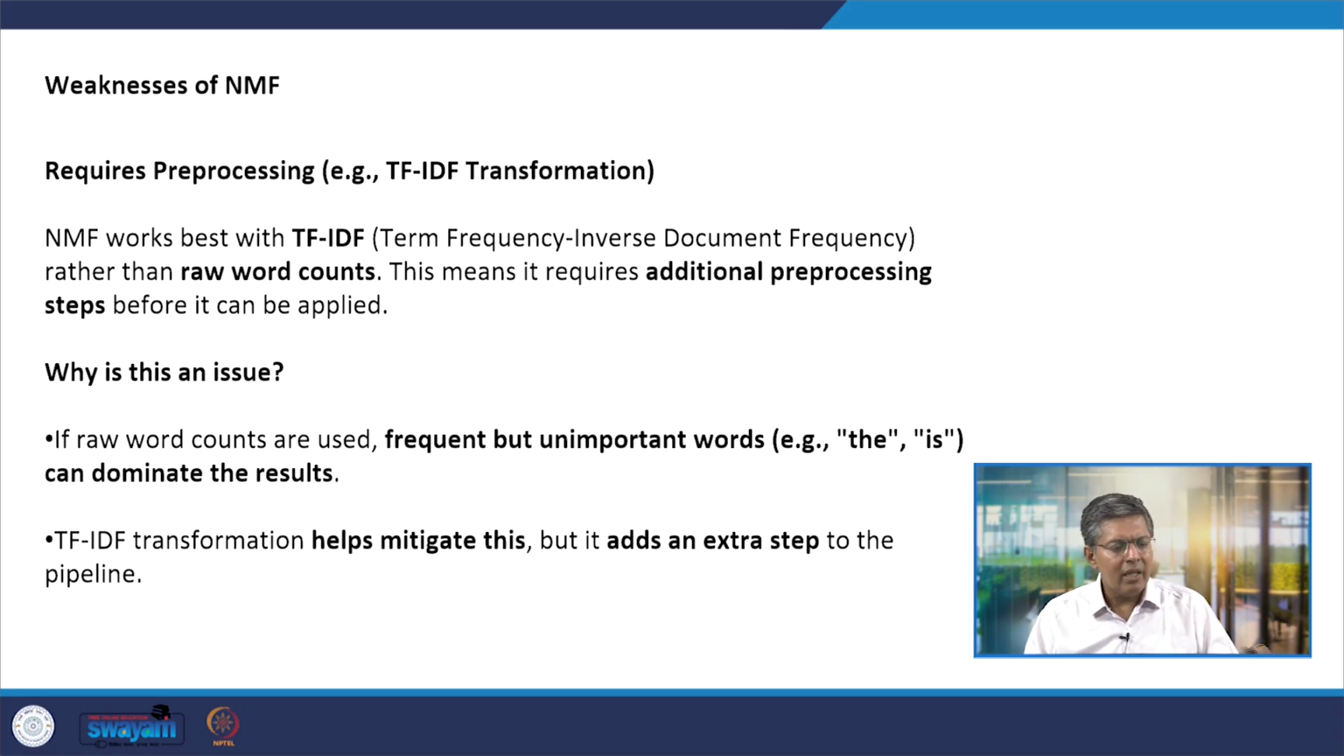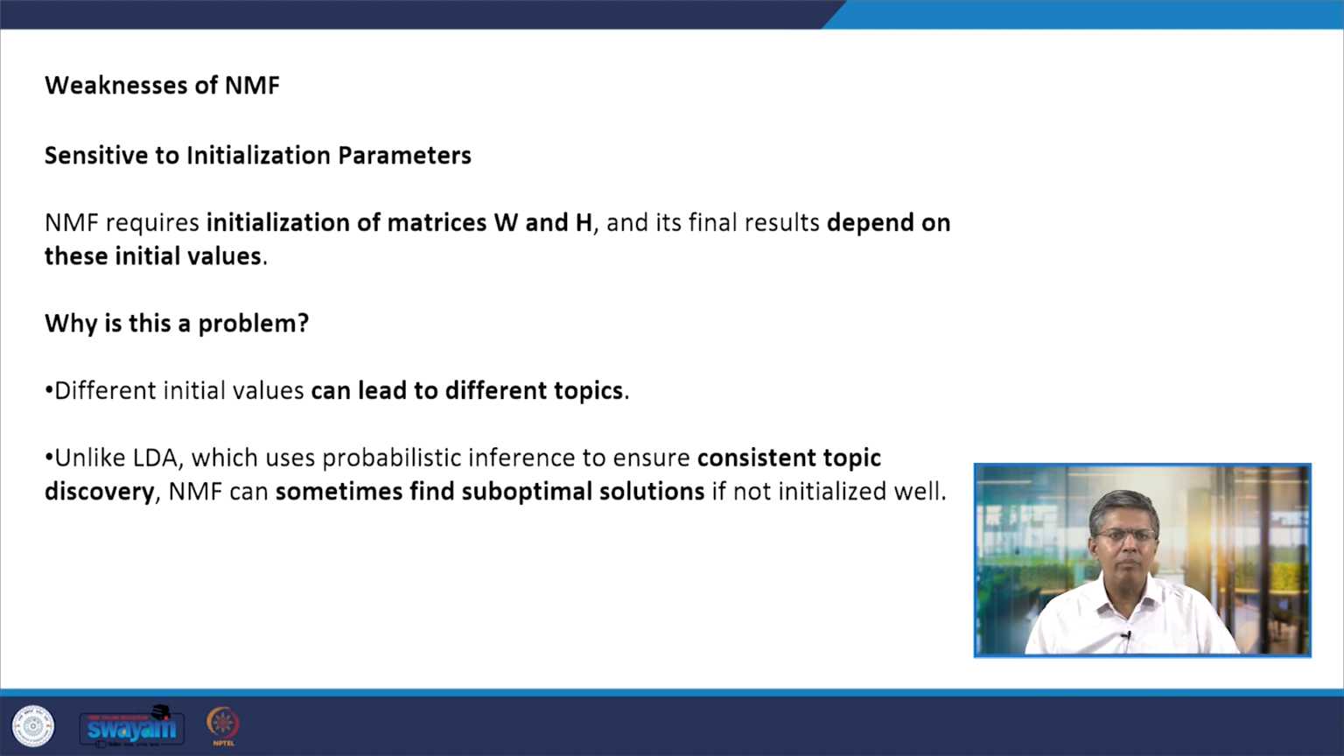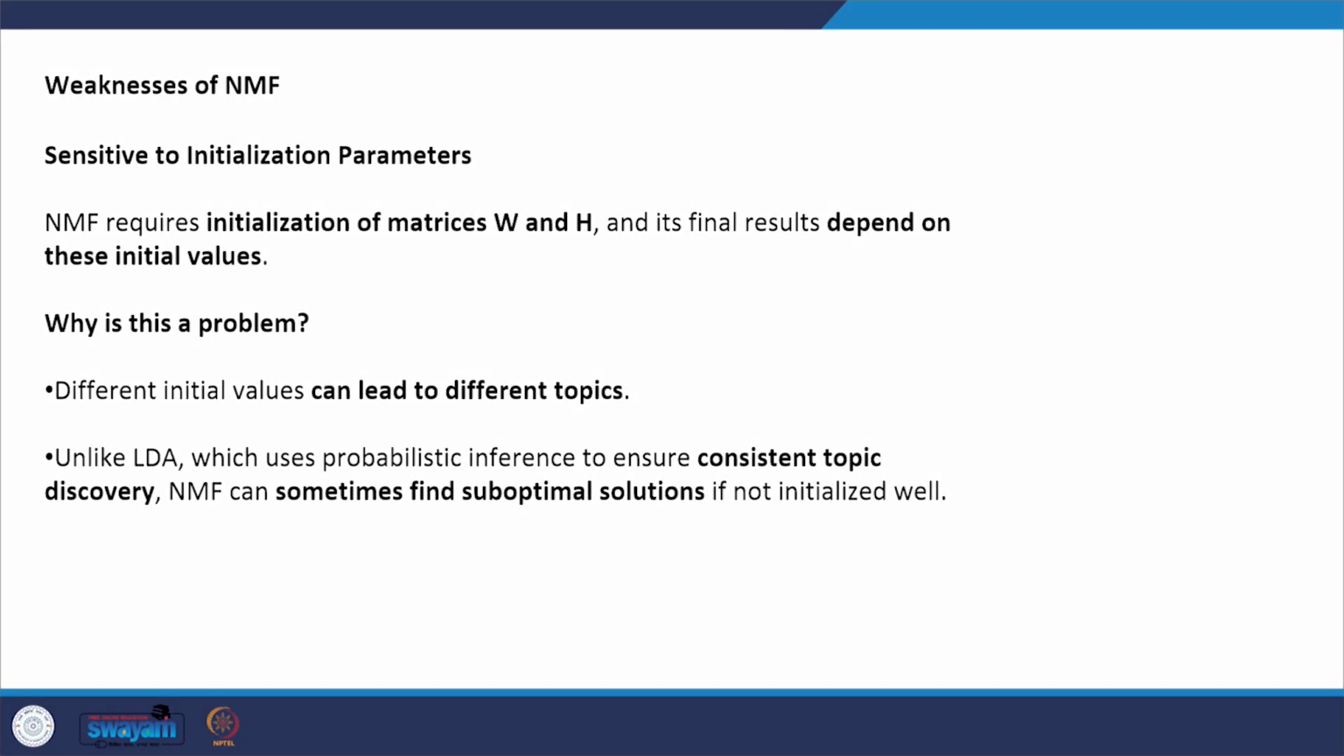So, that is why it requires pre-processing, which is not required otherwise. Here it is required, and it is sensitive to initialization parameters. NMF requires initialization of the matrices W and H, and that can sometimes be not very appropriate, because the initial values that it starts with may be very weak or small values, and thus the initialization may be much weaker in nature. Different initial values can lead to different topics, that is the problem.